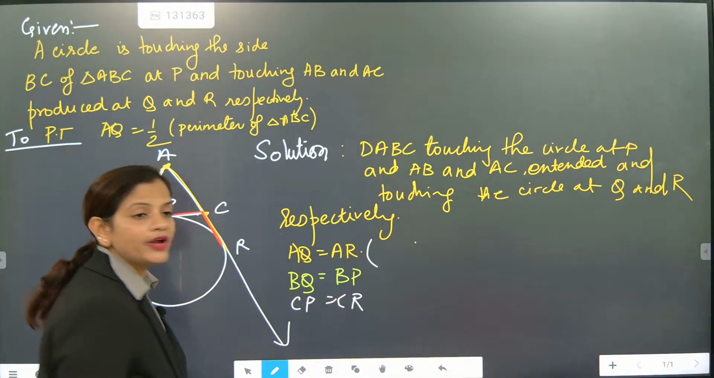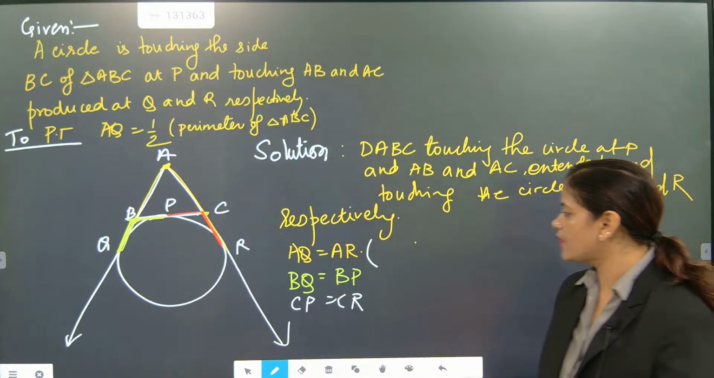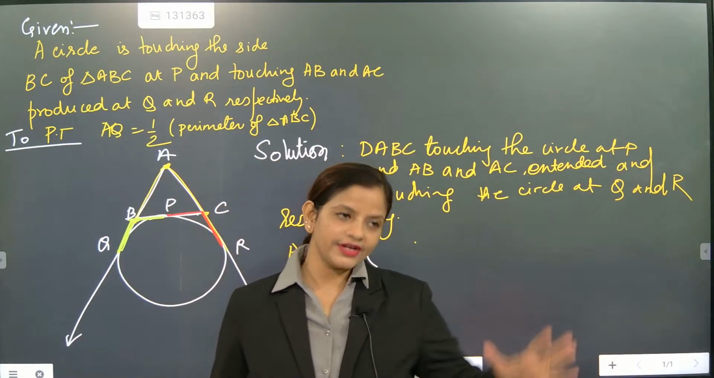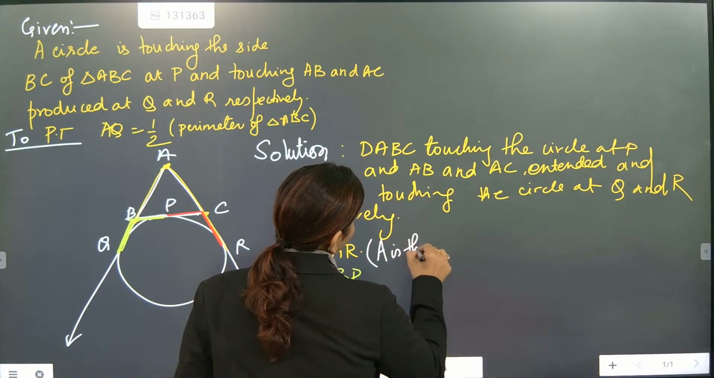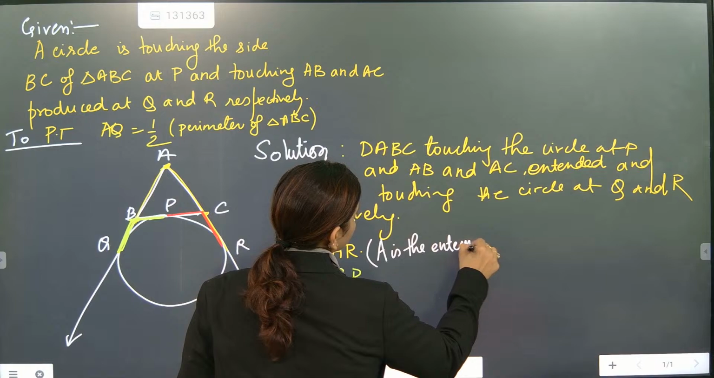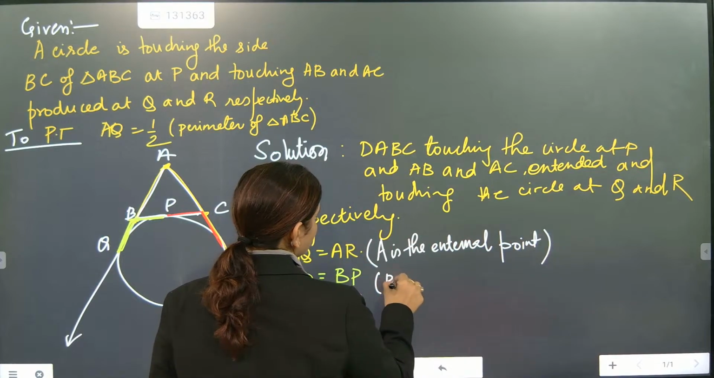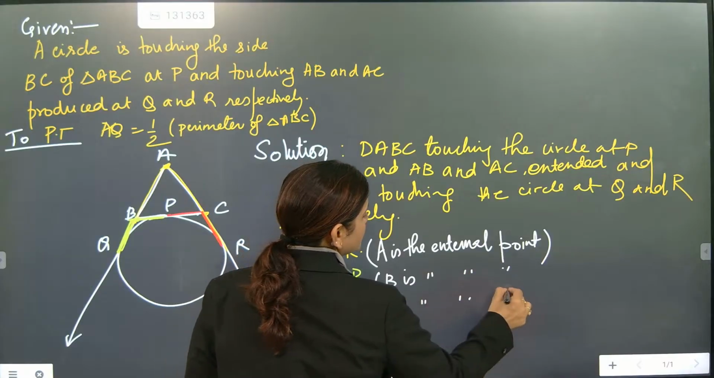What is the external point here? A is the external point. What is another external point? B is the external point. What is another external point? C is the external point. So 3 external points are there. I hope you have understood. A is the external point, B is the external point, and C is the external point.